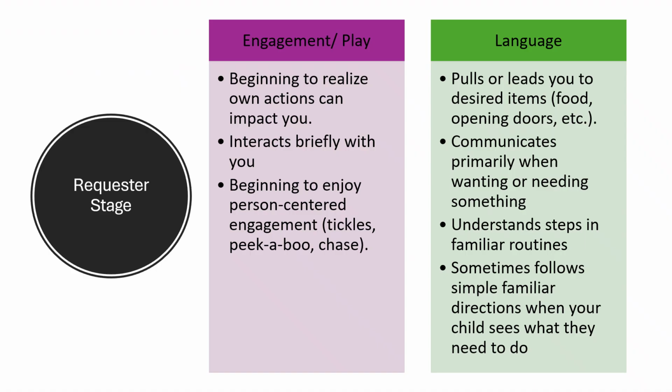The next communication stage is the requester stage. This is when a child begins to realize that their own actions impact you and they're interacting more with you, albeit that may be briefly. They begin to enjoy person-centered engagement such as tickles and peekaboo. And then for language, maybe they're pulling you or leading you to desired objects. They communicate primarily when wanting or needing something. They understand steps and familiar routines, and sometimes they follow some simple familiar directions.